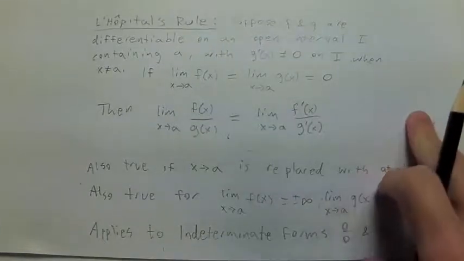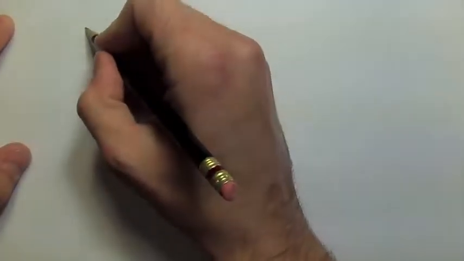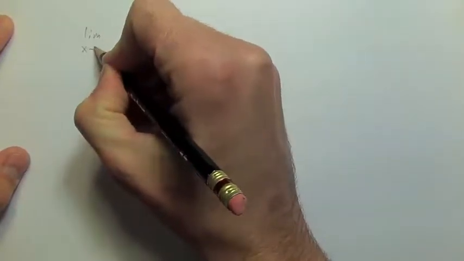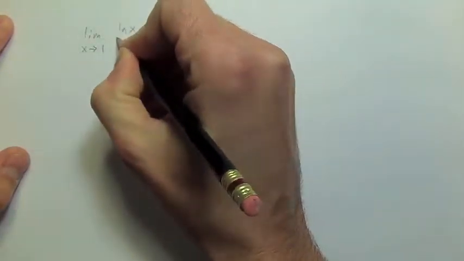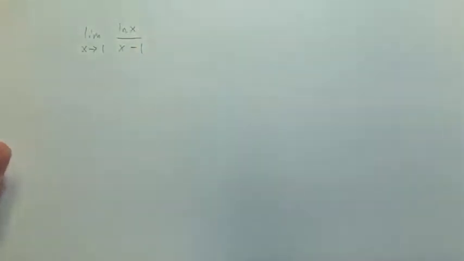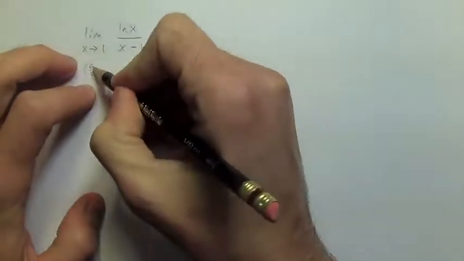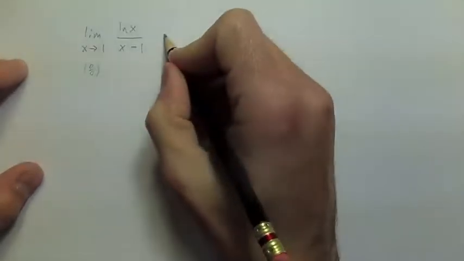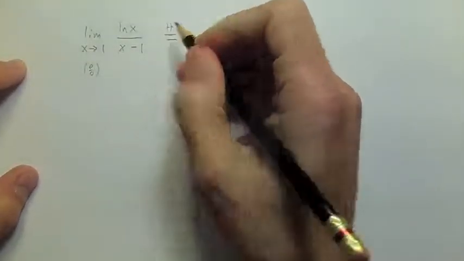Alright, so let's go back to that example that gave us a problem earlier. We had the limit as x goes to 1 of natural log of x over x minus 1, and this was a 0 over 0 case. Since this is a 0 over 0 case, we can use L'Hopital's rule. And I was always taught to write an h over the equal sign to let everybody know that we're using L'Hopital's rule.